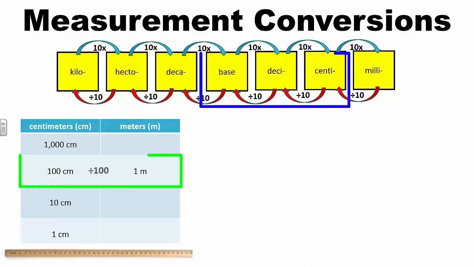In the table, we see that 100 centimeters equals 1 meter. Using this information, we can find other equivalent measurements. 1,000 centimeters divided by 100 equals 10 meters. 10 centimeters divided by 100 equals 1/10 of a meter. 1 centimeter divided by 100 equals 1/100th of a meter.